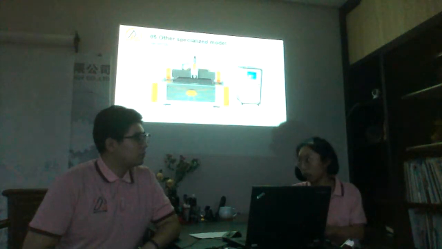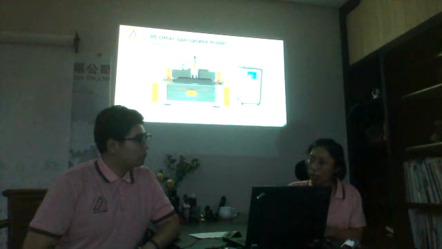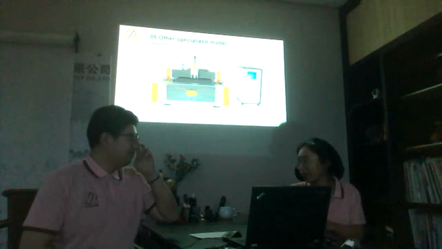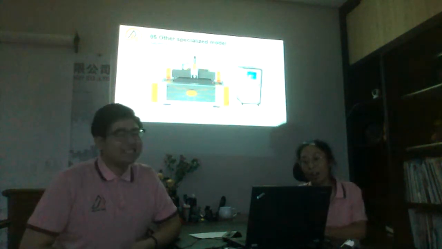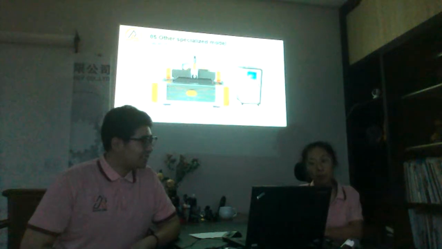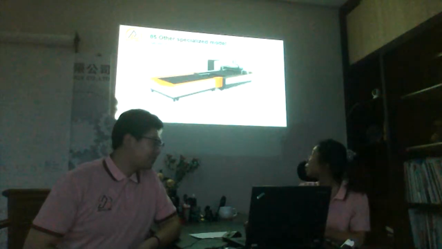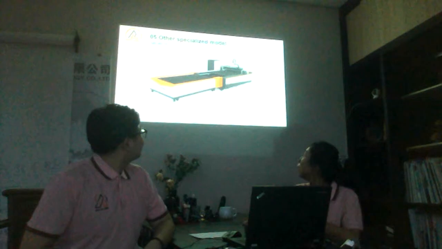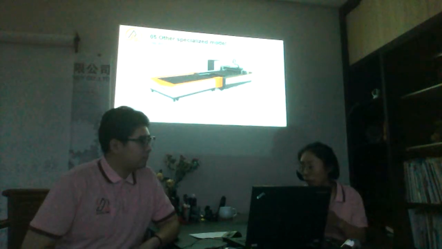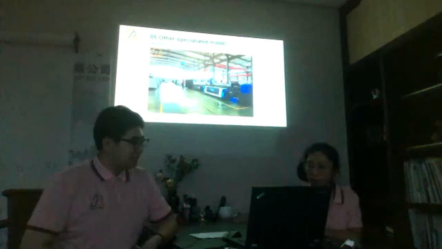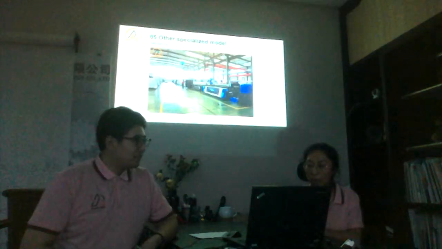It's the work table. Do you remember, does the SAL 3014G have one or two work tables? One work table. Yes. So the SAL 3015 has a double work table, and we can see the picture is very clear. If our customer has a long work table or a long workpiece, this is suitable.